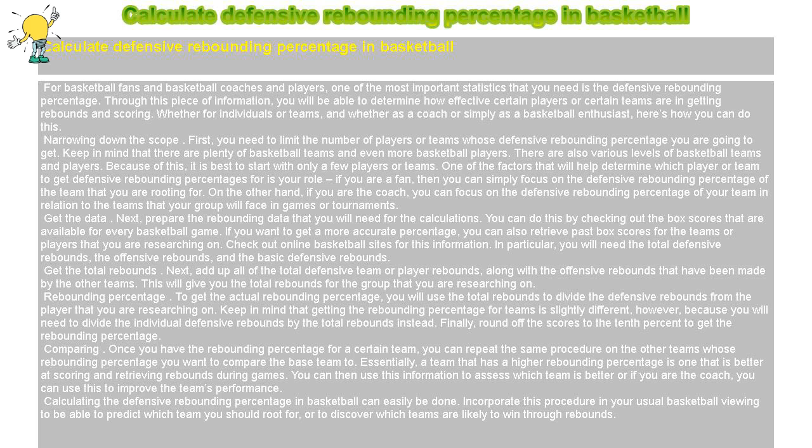Calculating the defensive rebounding percentage in basketball can easily be done. Incorporate this procedure in your usual basketball viewing to be able to predict which team you should root for, or to discover which teams are likely to win through rebounds.